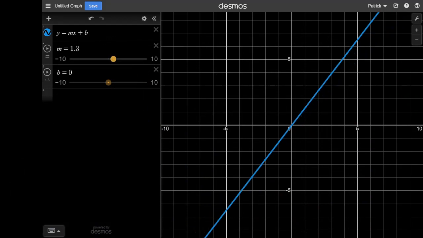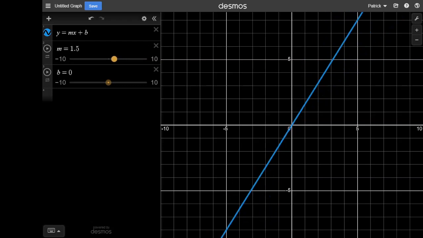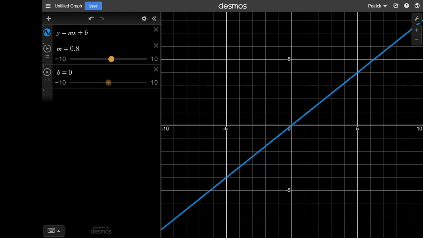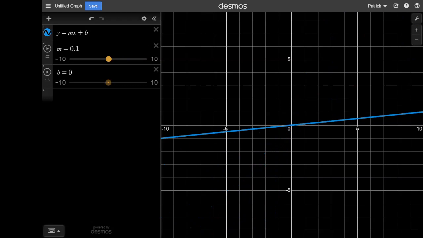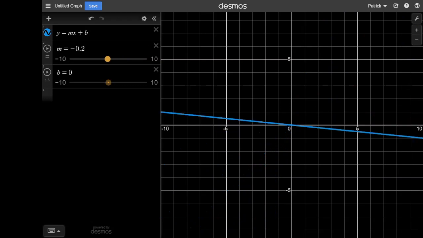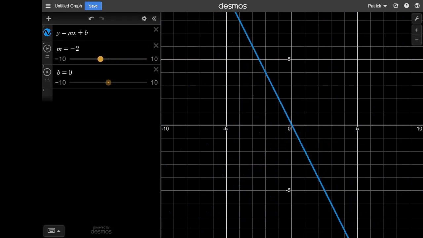Of course, the slope changes how the line is tilted. If I have a slope larger than 1, I get a steeper line. If I have a slope between 0 and 1, I get a shallower line. A slope exactly 0 gives me a horizontal line. And then negative slopes are downward, but the same basic idea.